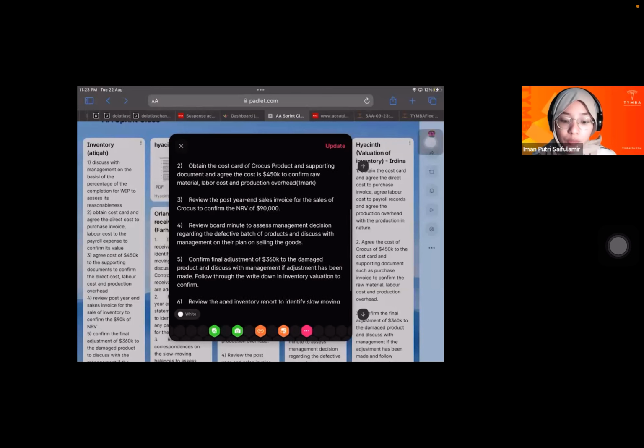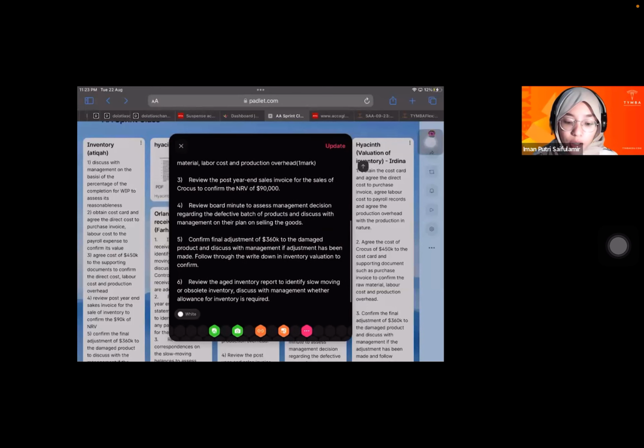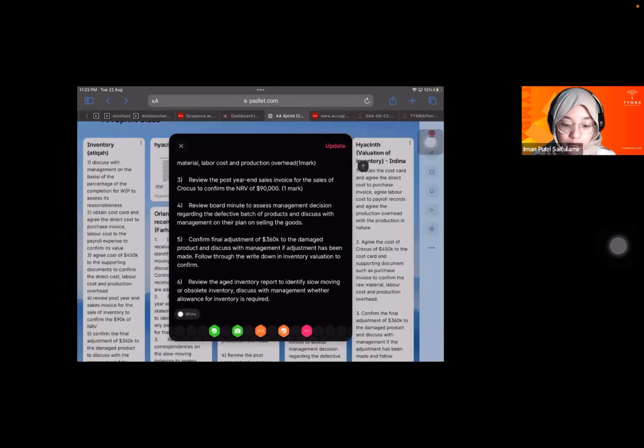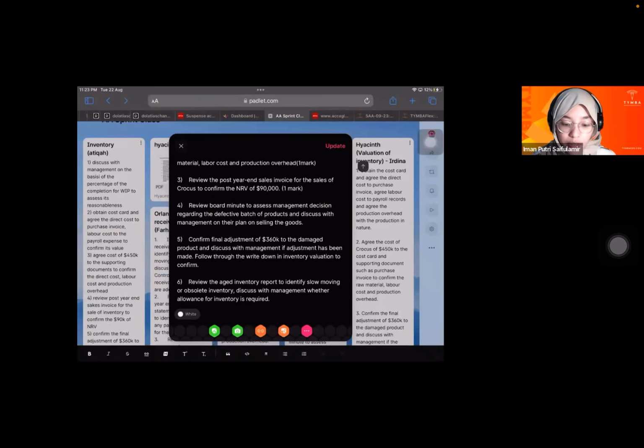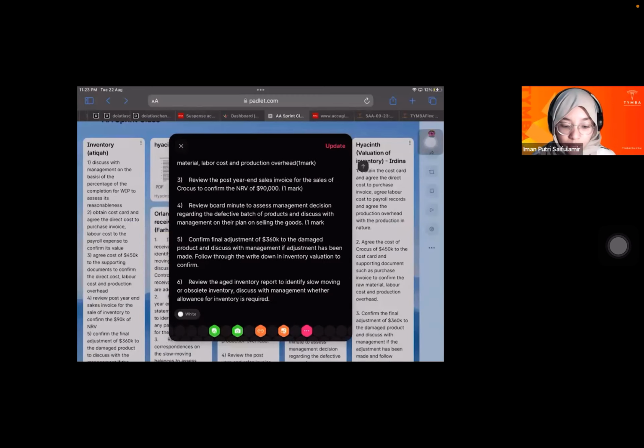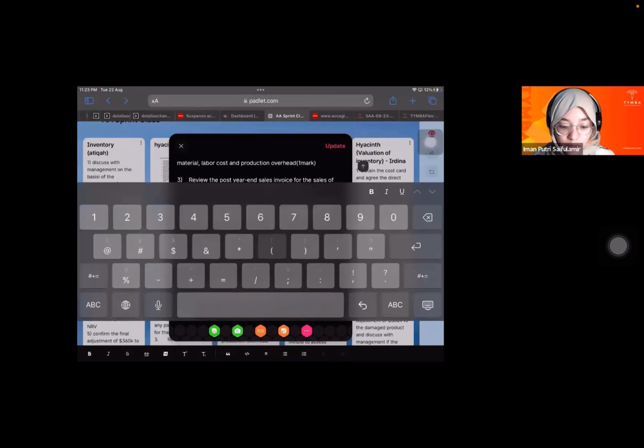Okay. Review the post-year-end sales invoice for the sale of Crocus to confirm the NRV of 90,000. Yes, this is correct. Review board minutes to assess management decision regarding the defective. Discuss with management on their plans of selling the goods. 1 mark. Confirm final adjustment. Okay, so this is correct. 1 mark.